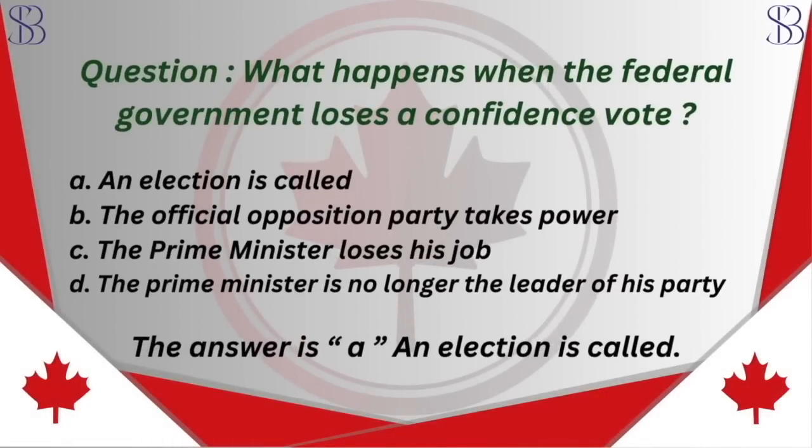Question: what happens when the federal government loses a confidence vote? A. An election is called. B. The official opposition party takes power. C. The Prime Minister loses his job. D. The Prime Minister is no longer the leader of his party. The answer is A. An election is called.